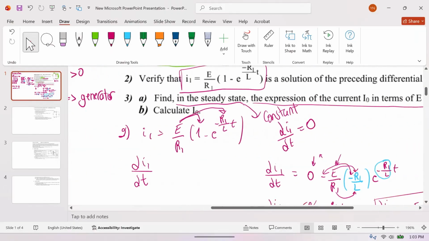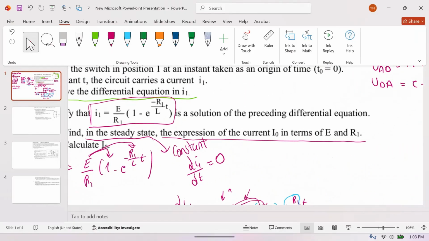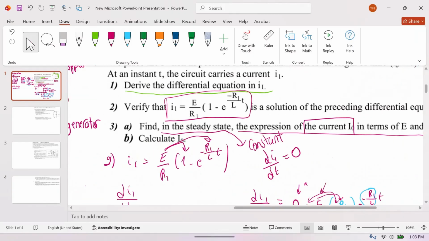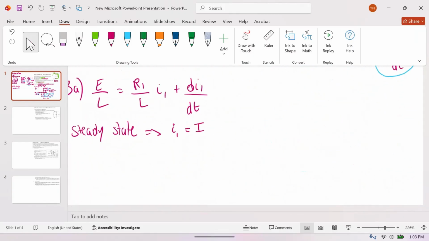If they want you to specifically name it a specific name, like here, the current I0, of course we prefer you write the letters that they want. So I1 will become capital I0 because it's a constant at the steady phase. And di1 over dt is simply 0 because the derivative of a constant is simply 0.